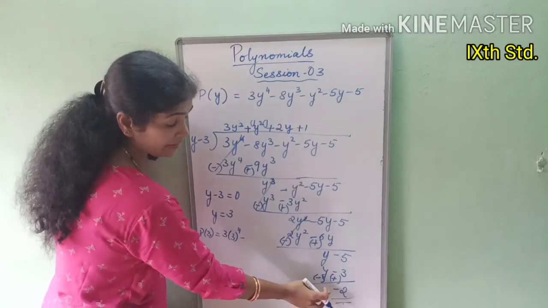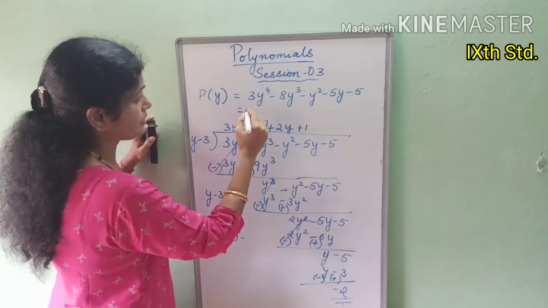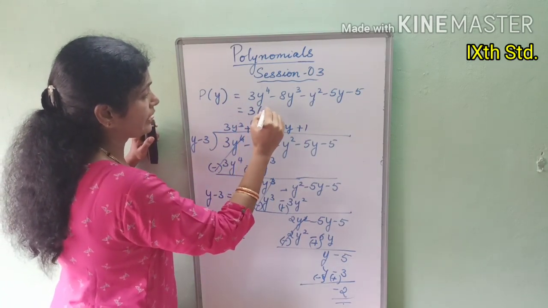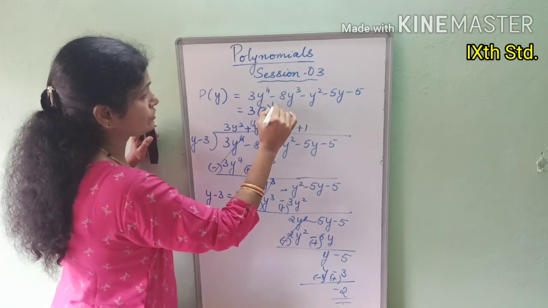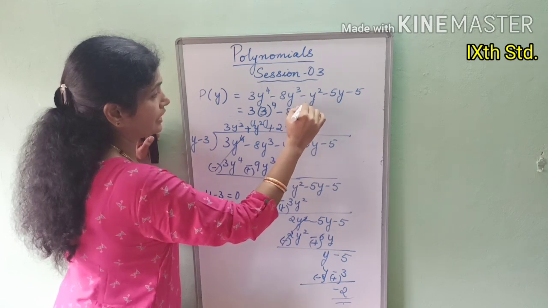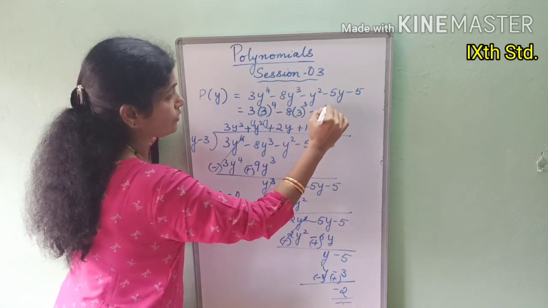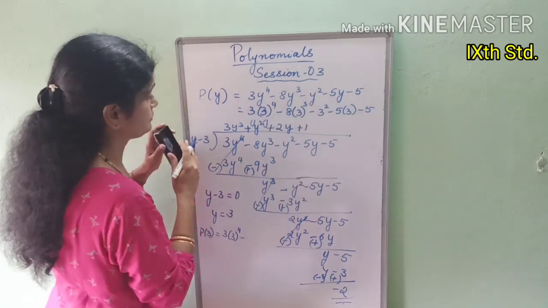Keep in mind that minus 2 is the remainder. I'll substitute here. This is not possible to do there. So, minus 3 whole raised to 4, minus 8 into 3 raised to 3, minus 3 square, minus 5 into 3, minus 5. Okay?